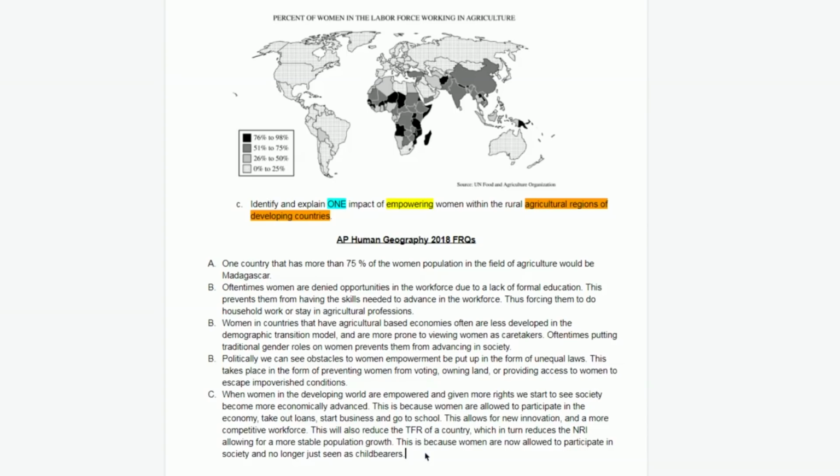Notice here, I'm providing a lot of detail. I am explaining my thought process. The reader, when reading this, would be able to see, okay, here's what happens when they get more rights. We're talking about the economy becomes more advanced. Why does it become more advanced? Because now I'm talking about the loans. I'm talking about how they can start businesses, how they can go to school. I even elaborate and go further, talking about innovation and a more competitive workforce, and then connect to a second point, which really you probably won't have to do. But now I'm going into, okay, it could also reduce the TFR of a country, which in turn reduces the NIR. And again, then I add the because, and it's because they are now allowed to participate in society and they're not seen as child bearers.